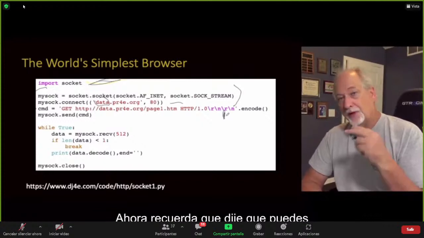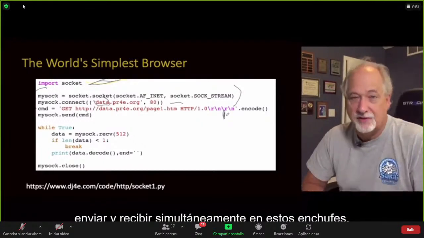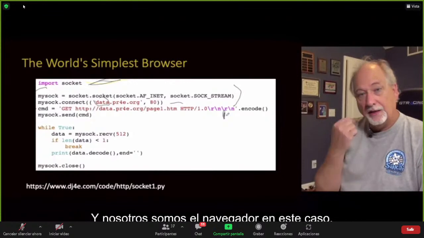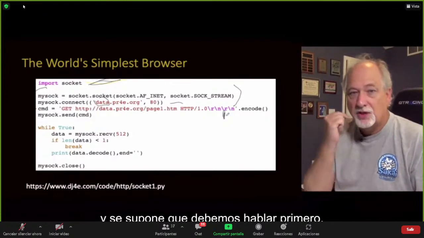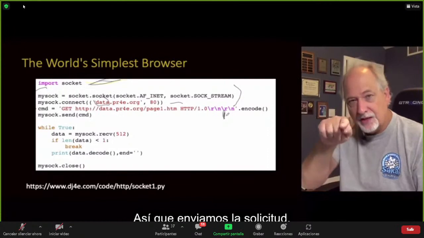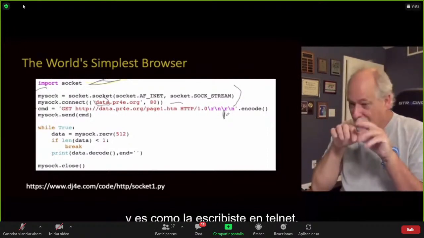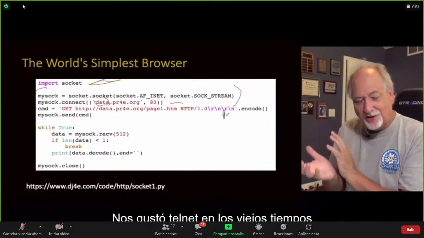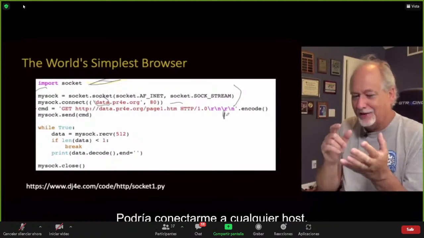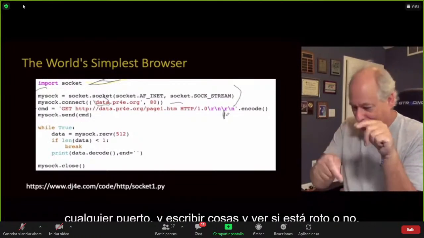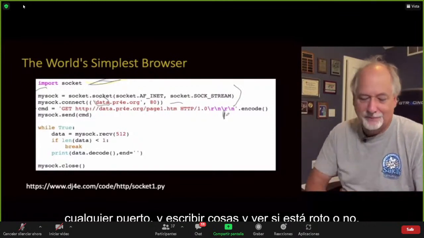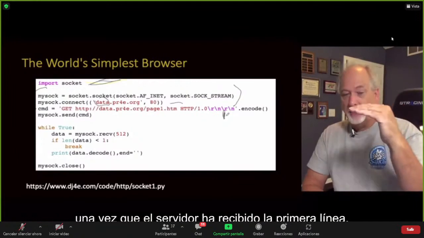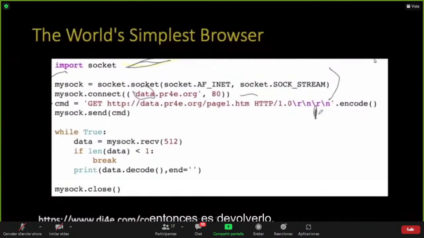And then we say send. Now remember I said that you can simultaneously send and receive on these sockets, but the protocol tells us whether the first thing we're supposed to do is listen or talk. We're the browser in this case, so we're supposed to talk first. So we send the request out, and that's just like you typed it in Telnet, because in effect you're scripting Telnet. We liked Telnet in the old days because it was kind of like a socket. I could connect to any host, any port, and type things and see if it's broken or not. And then the protocol says once the server has received the first line, any headers, and then the blank line, then it's to return it.